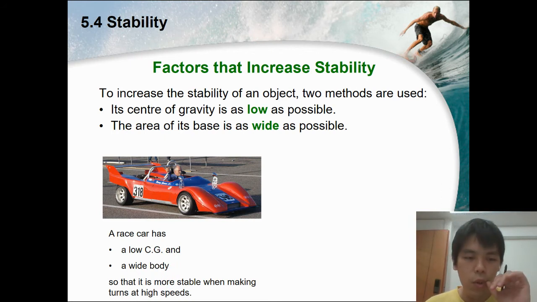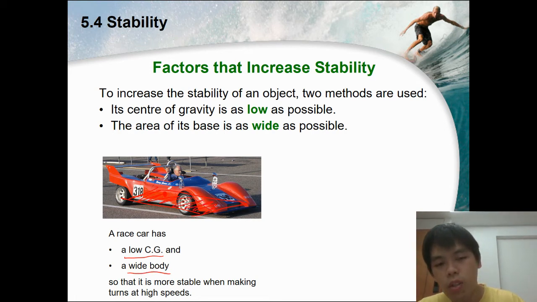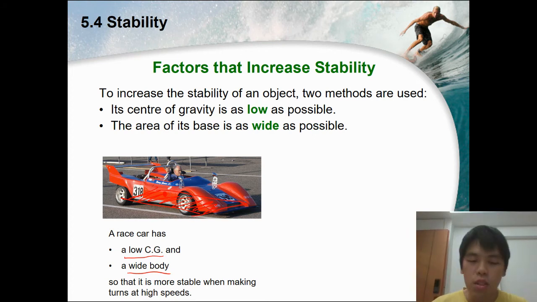For example, for a race car like a Formula One car, you can see that the car is very low. The center of gravity is very low. It has a low center of gravity. It has a wide body. So this car itself has a very, very big base area. It has a very wide body, which makes it more stable, able to turn at high speeds. That is what they want.